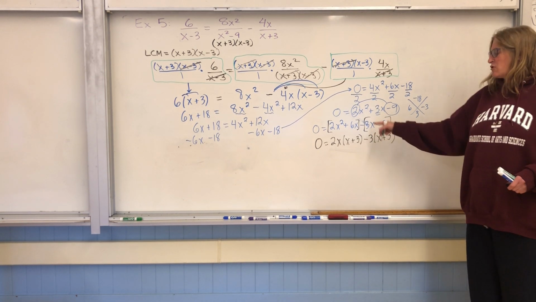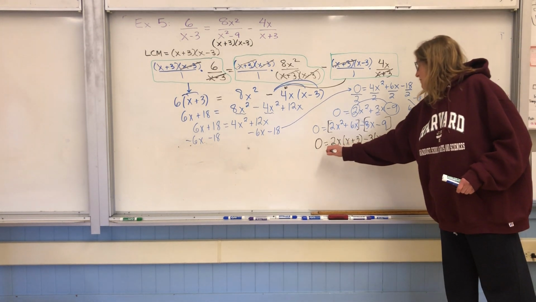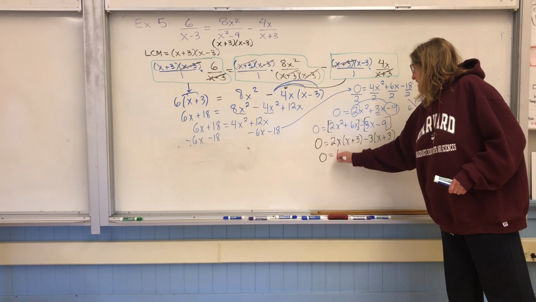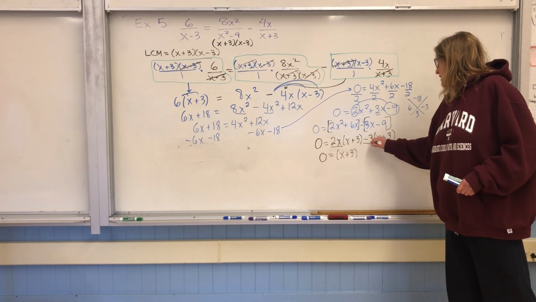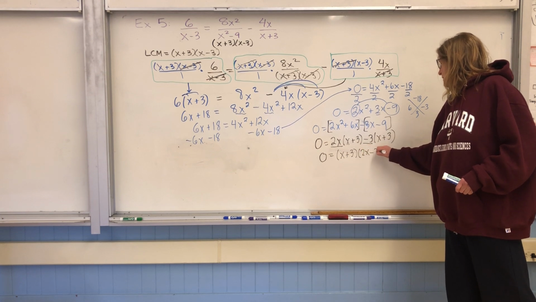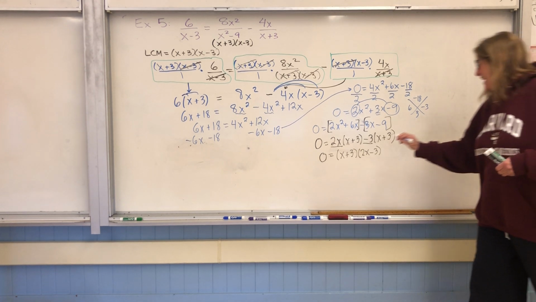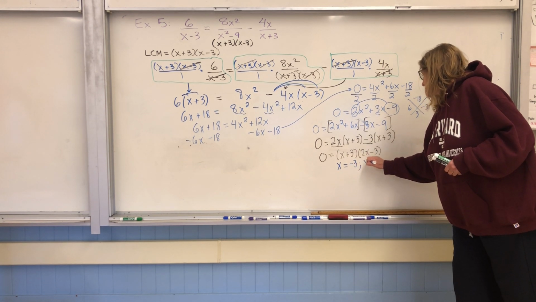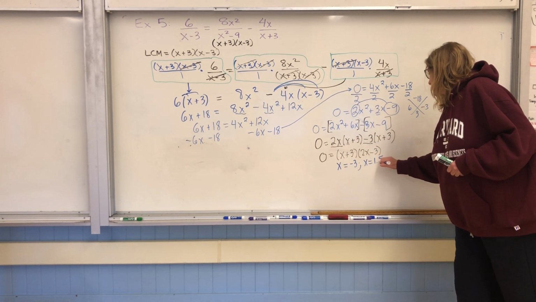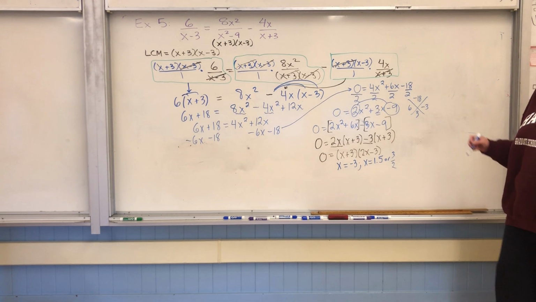And I can always redistribute to check. So remember, my factors are going to be x plus 3, which is common to both of them, and then 2x minus 3. So I'm going to end up with two answers here, guys. And my two answers are going to be x equals negative 3 and x equals 1.5, or 3/2, however you want to write it. Okay, guys, this is the big moment.